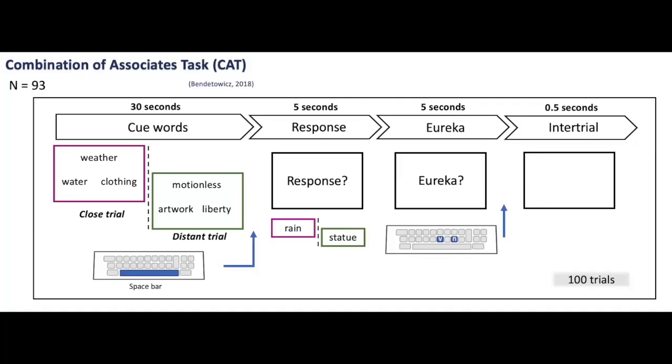So in this project, we aimed to explore the neural mechanisms allowing us to connect and combine distant associates during creativity tasks. To this aim, participants performed a combination of associates task. In this task, they were presented with three keywords, and they were asked to find a fourth word that connects these three words together.